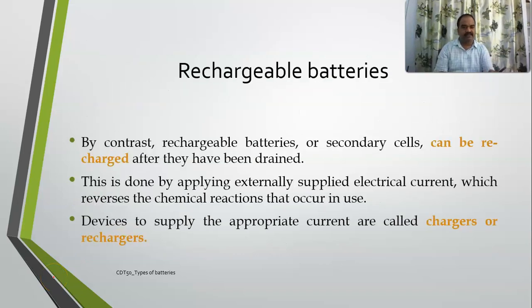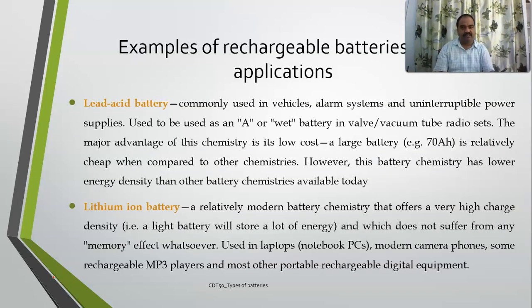Whereas the rechargeable batteries, as the name itself indicates, can be recharged. That's why they are also called chargers or recharges, or whatever name you call them. There are different types of rechargeable batteries coming in the market now. The first is the lead acid battery, and the second one is the lithium-ion battery. I'll make a comparison of these two in the next video. But right now, the lead acid battery is commonly used in vehicles, alarm systems, UPS, and everywhere you see your inverters, you are using lead acid batteries.